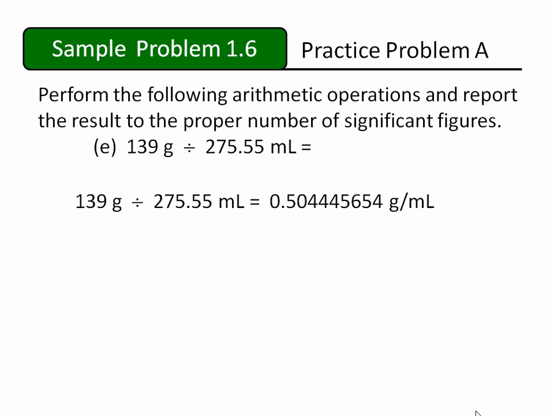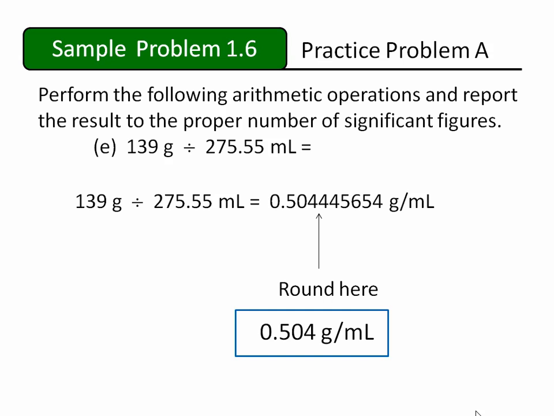The calculator says that 139 grams divided by 275.55 milliliters is 0.504446 with some other digits after that. The units on this value would be grams per milliliter. Rounding this value to 3 significant figures means that we will round between the first 4s that appear in the value. This will leave us with a final answer of 0.504 grams per milliliter, and that's actually a density value.